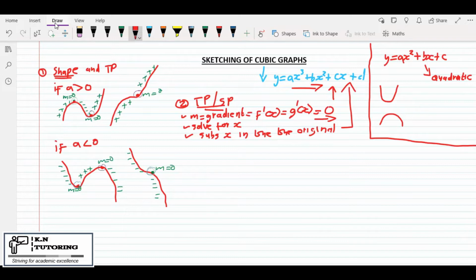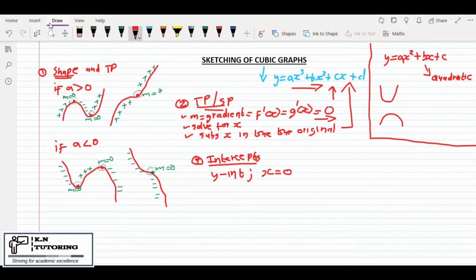Now let's look at another one. We're looking at intercepts. So this one is what you've already known. In terms of the y-intercept, that is very important. We know that for the y-intercept, what is happening? x is equal to 0.